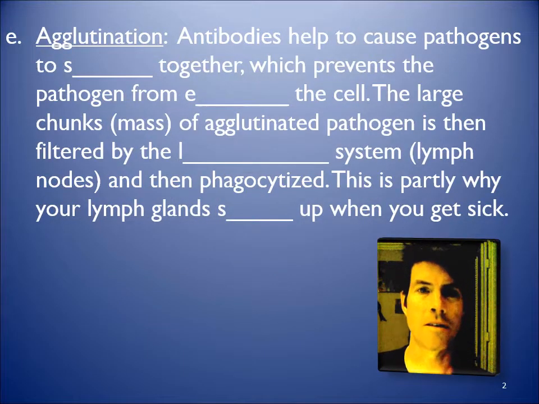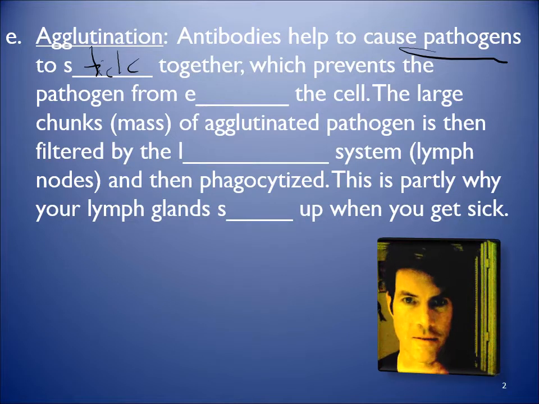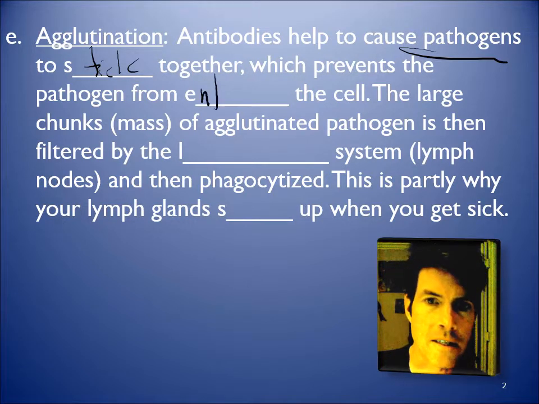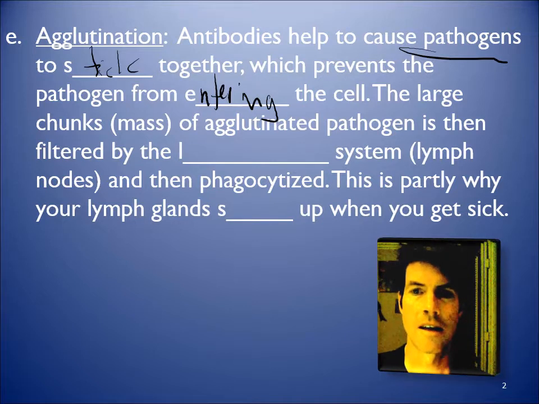And agglutination, that makes everything stick together. The pathogens are sticking together. They can't go and infect your cells. They're just stuck to each other. It prevents the pathogen from entering the cell.